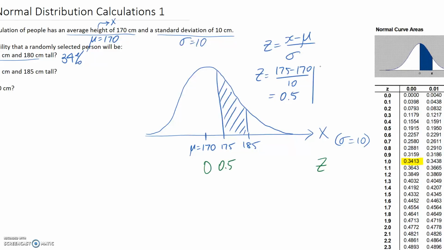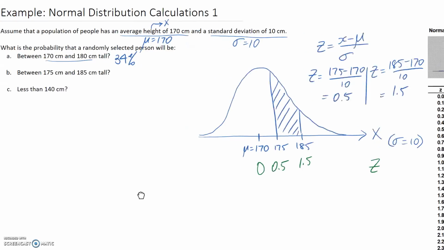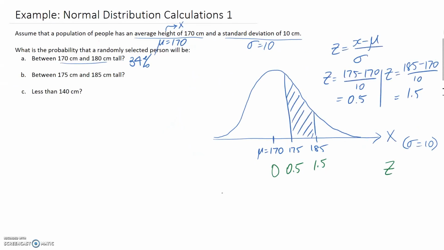And if we do the same thing for 185, I think that one goes to 1.5. So that's this one here. So now that it's converted into z values, we should be able to look it up in the table. So writing out our probability statement, we want the probability that someone is between 175 and 185. And when we convert that into the z values, it's between 0.5 and 1.5.